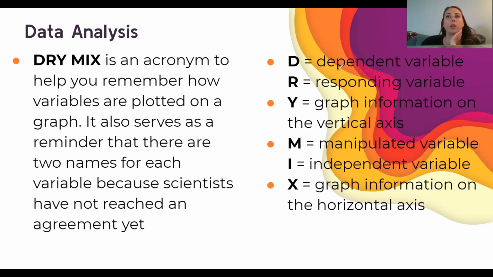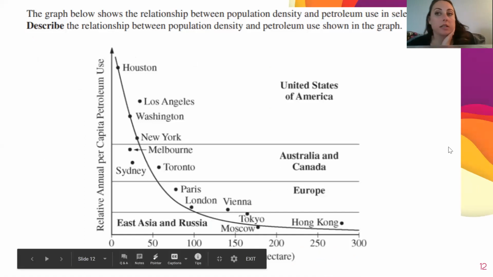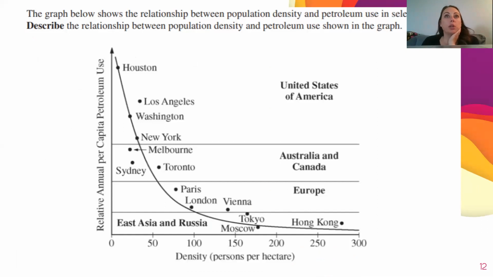Okay, so moving right along, this is an example of what you're going to see. This is a question, I think it was from 2015 or 2016, and it says, the graph below shows the relationship between population density and petroleum use in selected cities. Describe the relationship between population density and petroleum use shown in the graph.